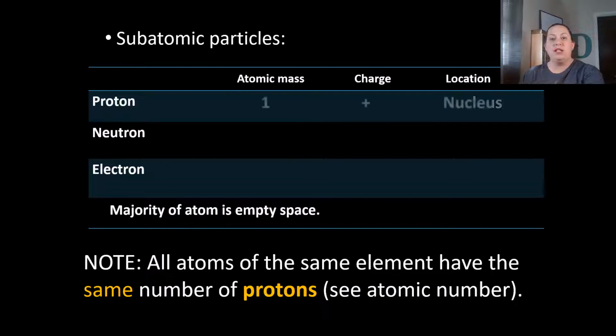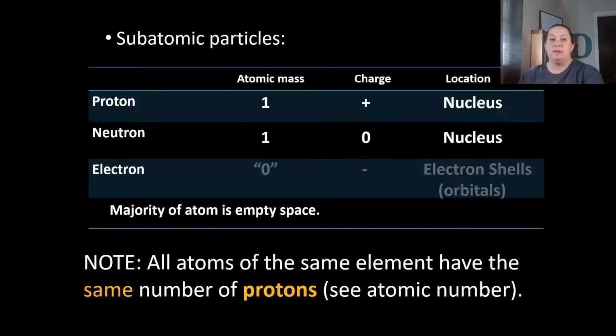So protons are going to have an atomic mass of 1. Their charge is a positive charge, and they are located in the nucleus. The neutrons also have an atomic mass of 1. They have a 0 charge, meaning they're neutral. That's their name, the neutrons. And they are also found in the nucleus.